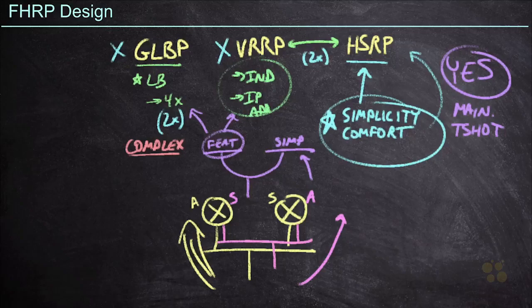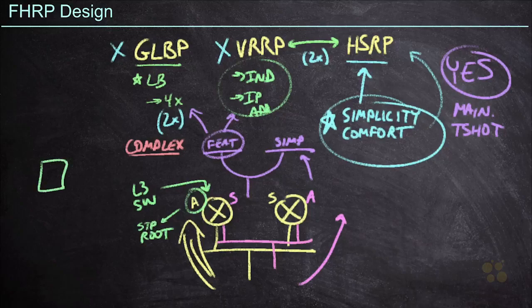Now, one other thing we need to consider is that if these are multi-layer switches, let's call them layer 3 switches, then we want to make sure that we align the active, or with VRRP, for example, the master, with the spanning tree root. And there's a very specific reason for that.